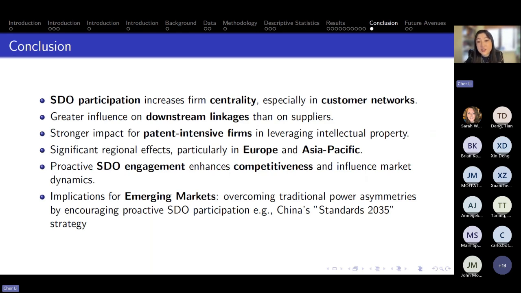And this kind of strategy could really bolster competitiveness by making good of a disadvantage those business partners traditionally had, and by encouraging their proactive SDO participation. But these strategies, as we have shown, perhaps work better if they can be tailored to innovative companies that are most likely to benefit from this kind of engagement.